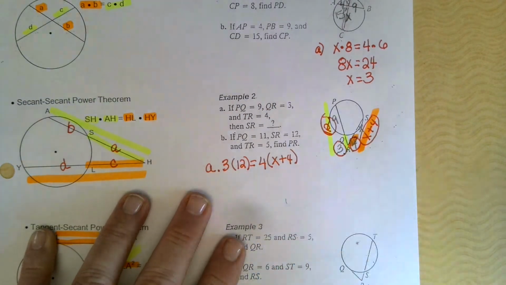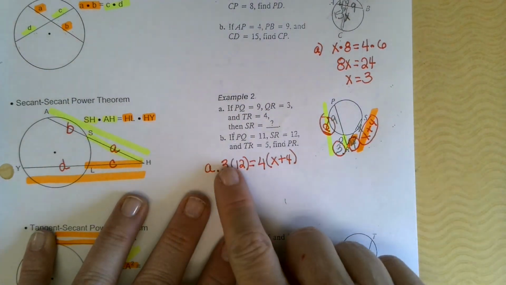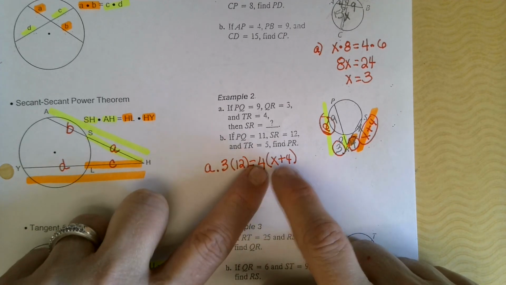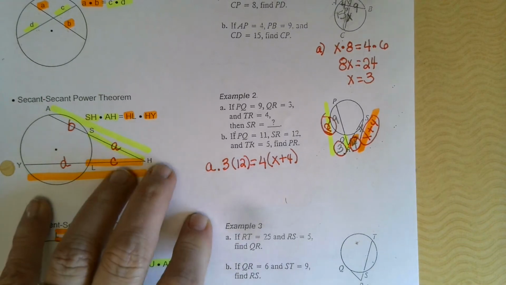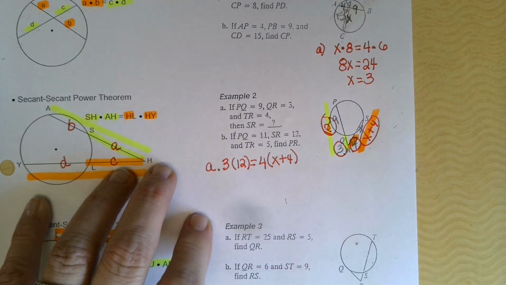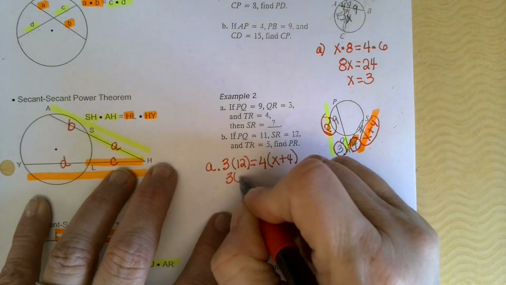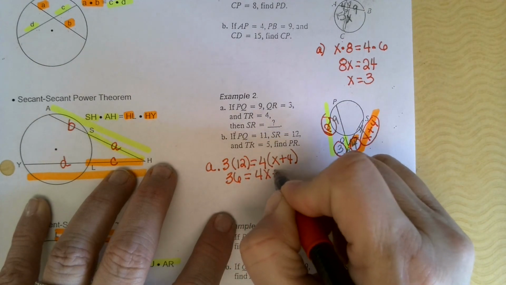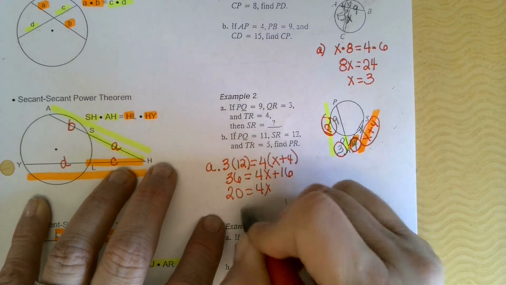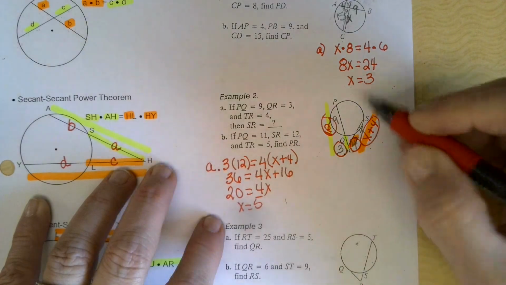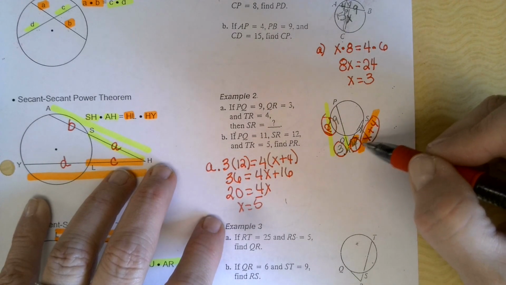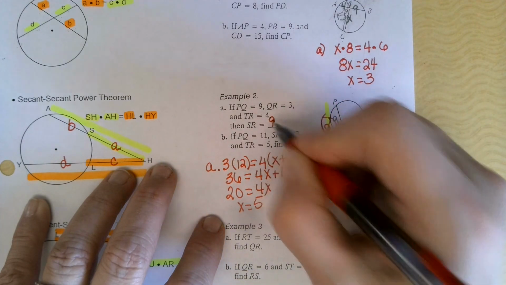Now, you're like, Ms. Ernsberger, can I go ahead and put 36? Yes, but if you will write it like this, little times big, it will visually remind you that you have to have the same thing on both sides, okay? So 36 equals 4x plus 16, and we get x equals 5. That is not my answer. My answer for SR will be 5 plus 4, which is 9. Okay?